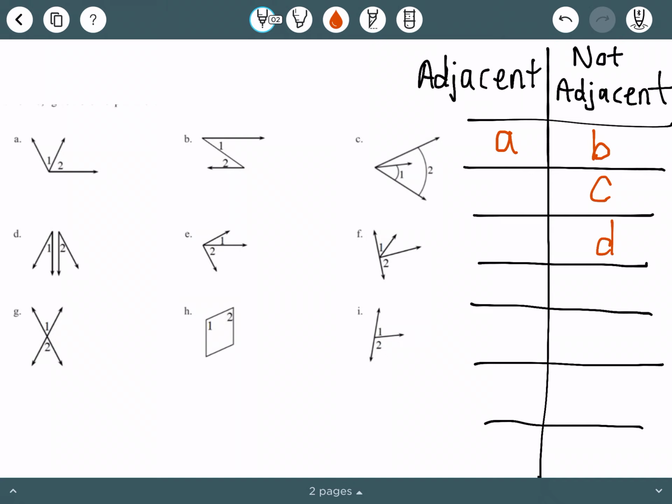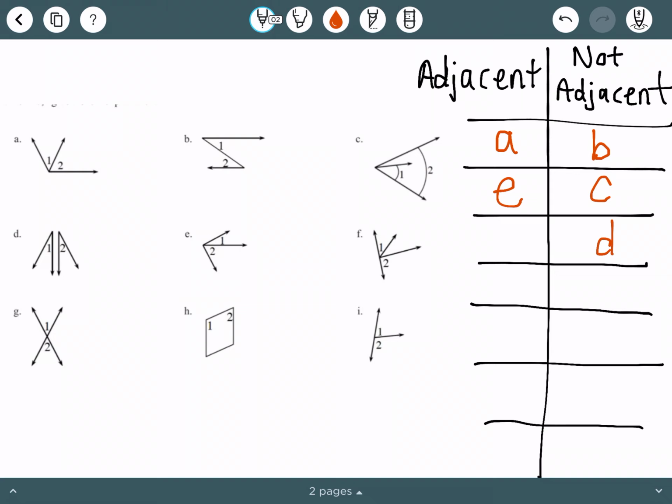All right, let's look at E. So we have angle 1 and angle 2. They do share a common vertex, and they do share a common side. They don't overlap because this is angle 1, and this is angle 2. So this would be an example of adjacent angles.